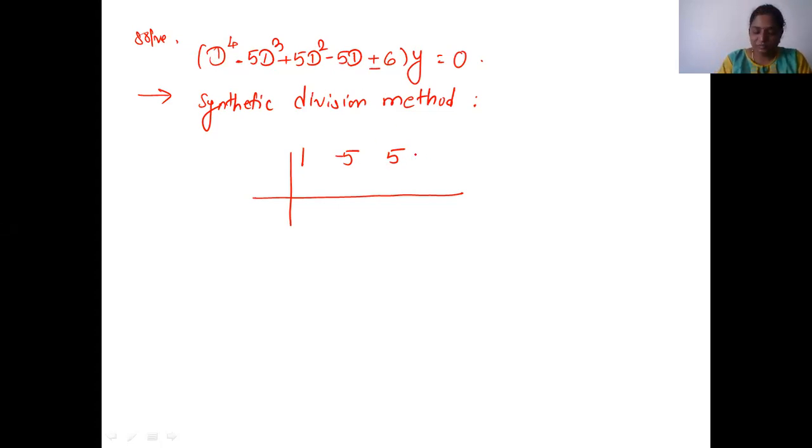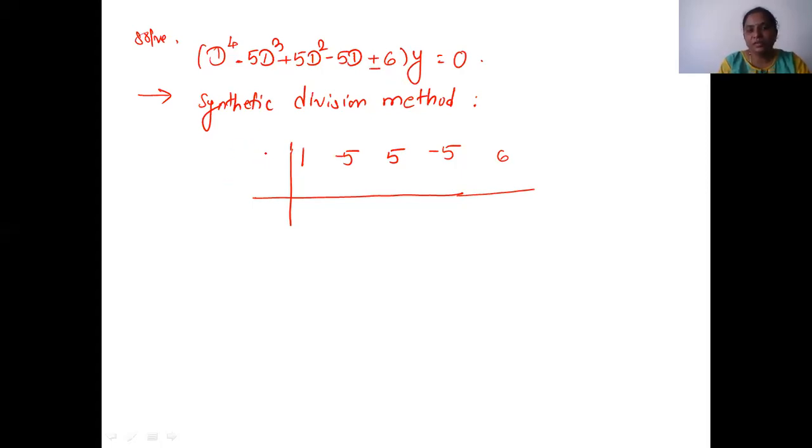Now what is the next term? Minus 5. What is the next term? Plus 6. Plus 6 or minus 6? We'll check, okay? Plus 6. Okay, I guess there is some sign problem. Whenever I gave you the example, I told you there is a confusion in the sign. So we'll see what the sign is.